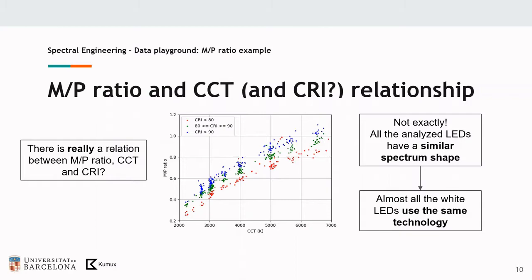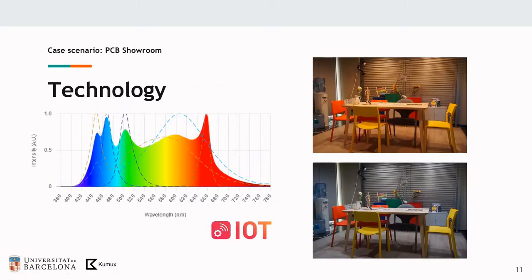We can say that when comparing phosphor-converted white LEDs and variations of this technology, the relationship between these 3 parameters seems more clear. For example, we can say that a commercial white LED of 4000 kelvins 80 CRI has an MP ratio of more or less 0.65. However, as discussed later, this relationship is not generally applicable.